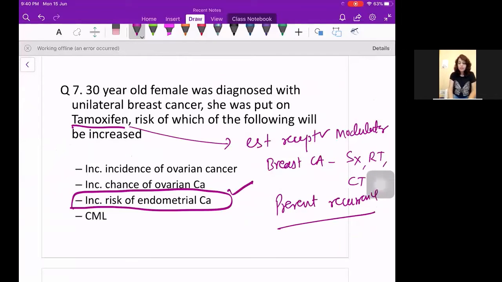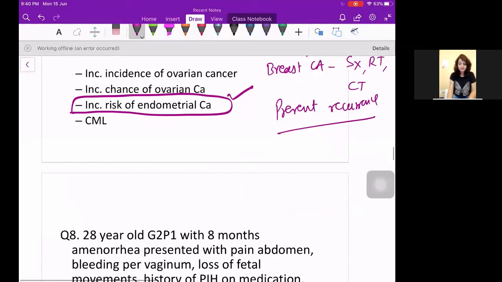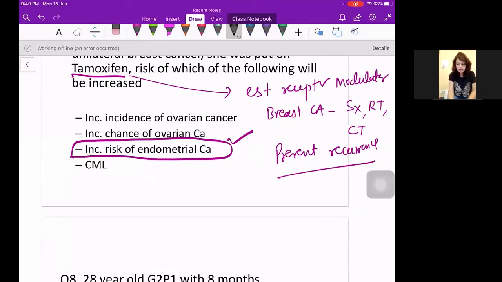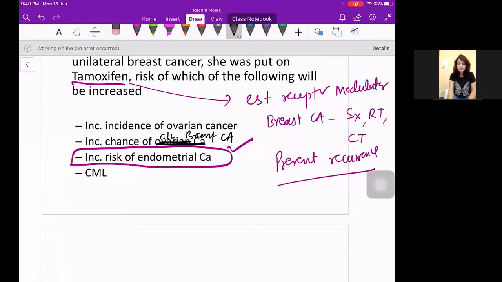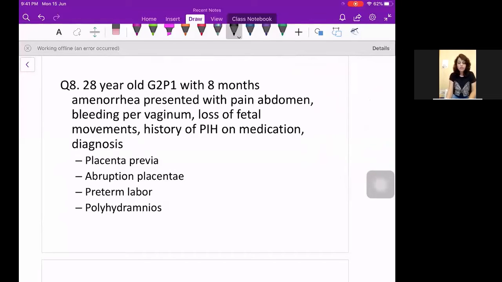So in this question, tamoxifen does not increase the chance for ovarian cancer. It does not increase the chance for CML. So it increases the risk for endometrial cancer. Here, one of the options has been added, increase the chance for contralateral breast cancer. There is a little bit of a mistake. So the options were increase incidence of ovarian cancer, increase chance of contralateral breast cancer, increase risk of endometrial cancer and CML. It does not increase the risk for contralateral breast cancer, ovarian cancer or CML; it increases the risk for endometrial cancer. So I move on to the next question.